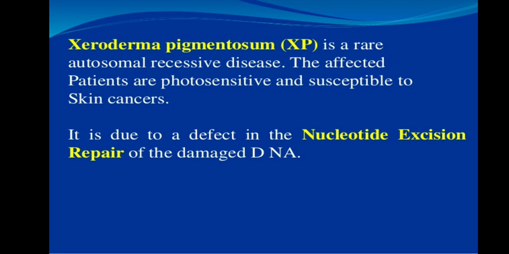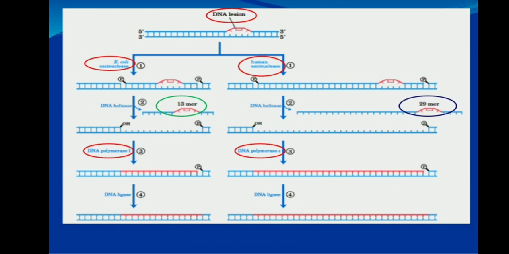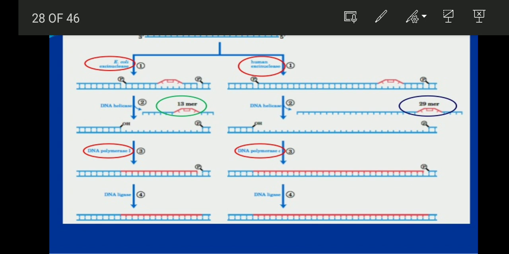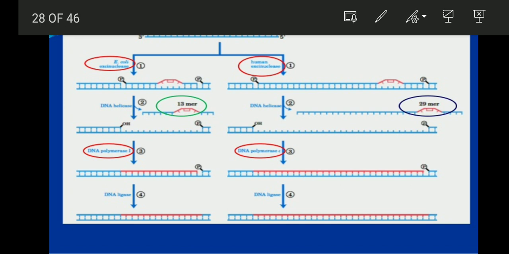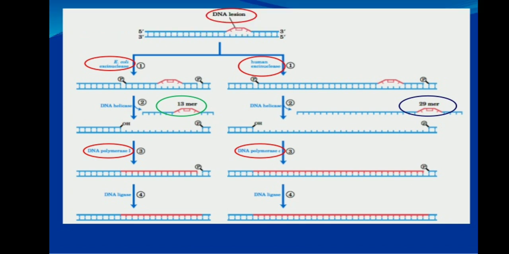This is like xeroderma pigmentosa. It's a rare autosomal recessive disease. The affected patients have photosensitivity and susceptibility to skin cancer. It is due to a defect in the nucleotide excision repair of the DNA damage. So here you can see in this photograph how the nucleotide excision repair mechanism is going to work.